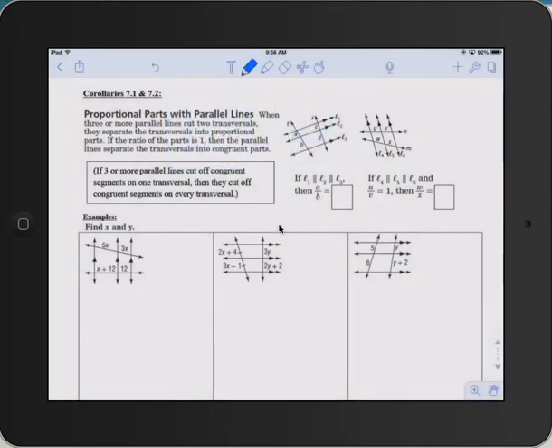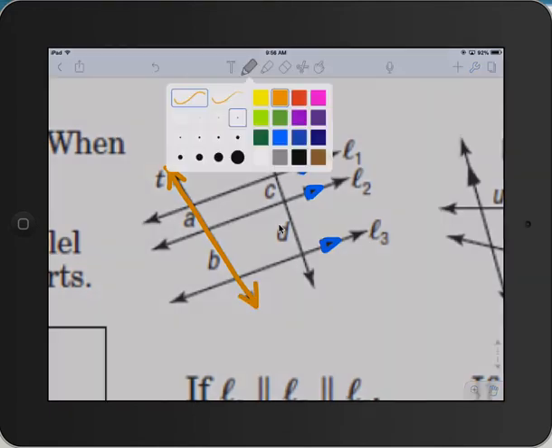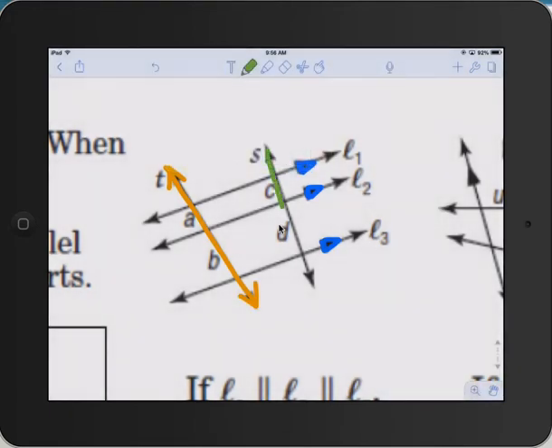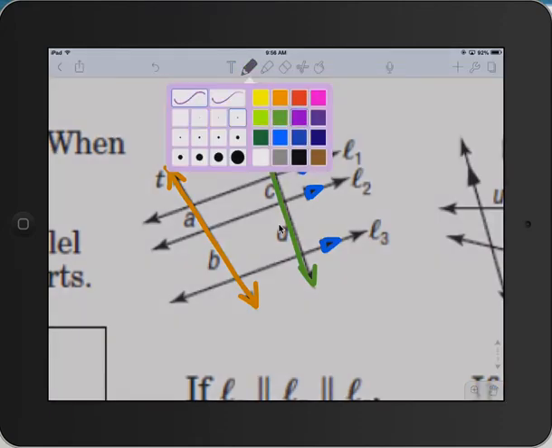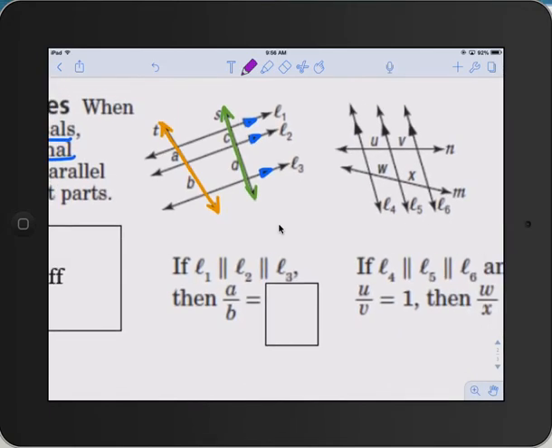It says when 3 or more parallel lines cut 2 transversals, they separate the transversals into proportional parts. So in this picture, obviously these are your parallel lines. You have 2 transversals. You've got T as a transversal, and you have S as a transversal. So when you have the parallel lines cutting 2 or more transversals, it will cut the transversals proportionally.